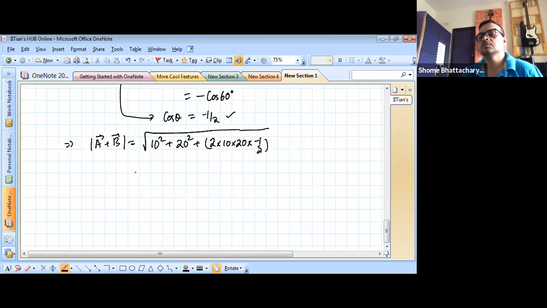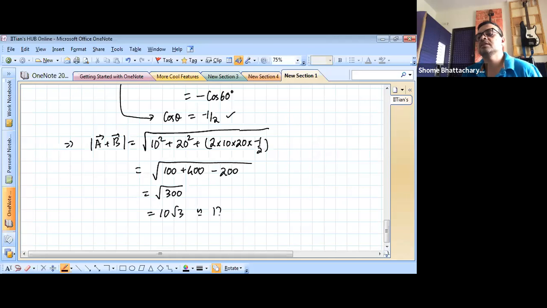But you can see this becomes 100 plus 400 minus 200, so it becomes square root of 300 or 10 root 3, or you can approximately write it as 17.32 also. Okay. But this is fine, you can just leave the answer this way. So this is the answer we are looking for the first part. Magnitude of A plus B.